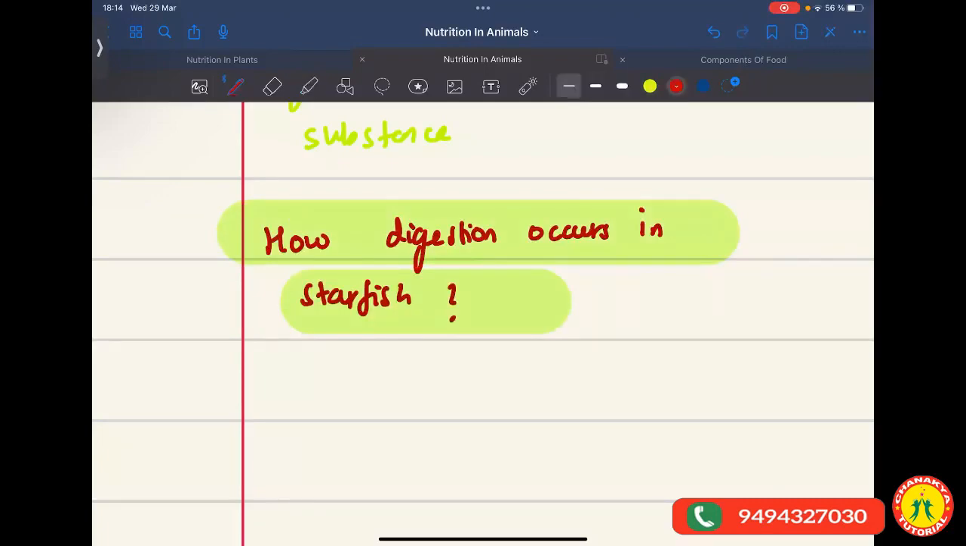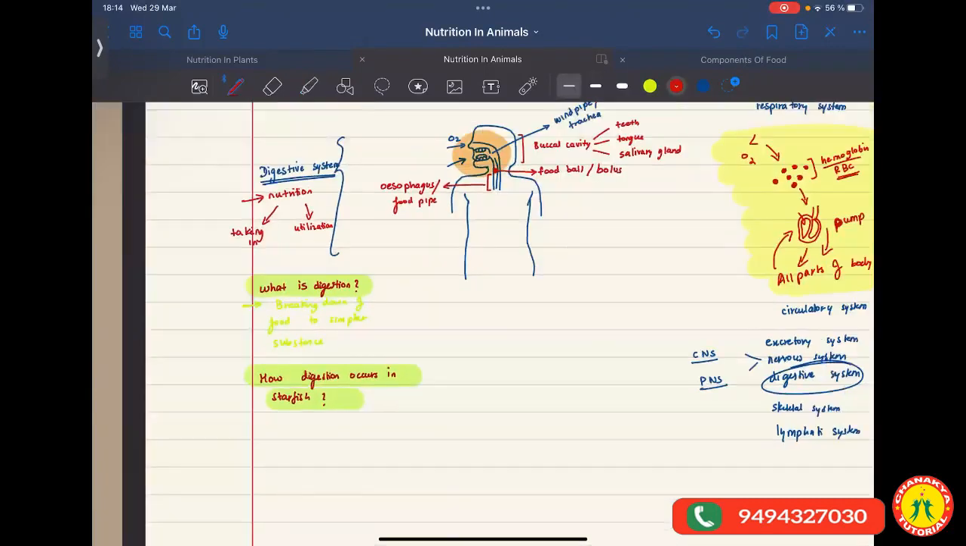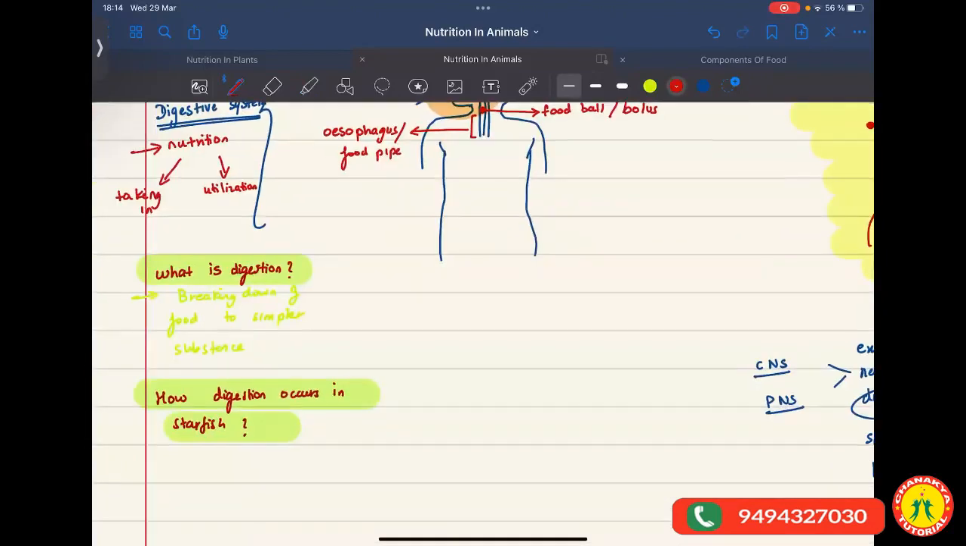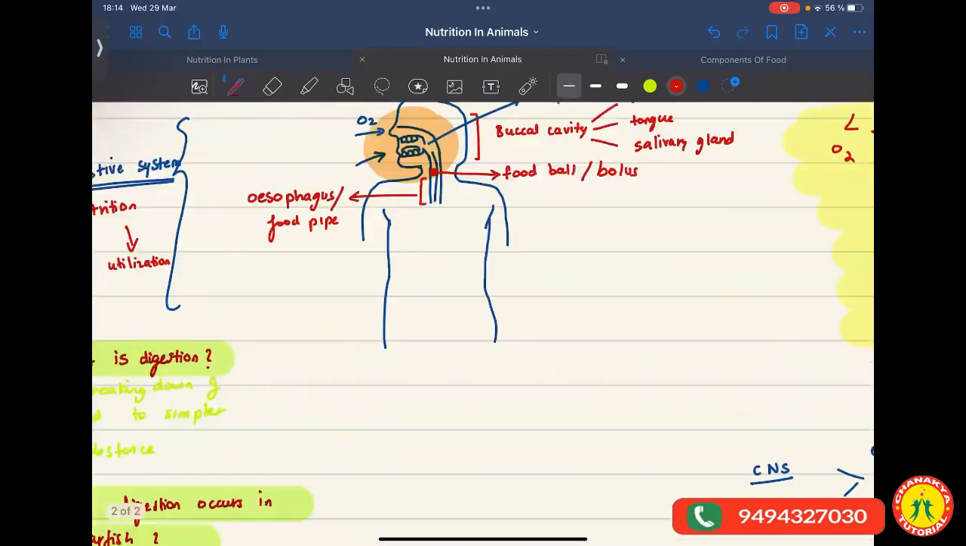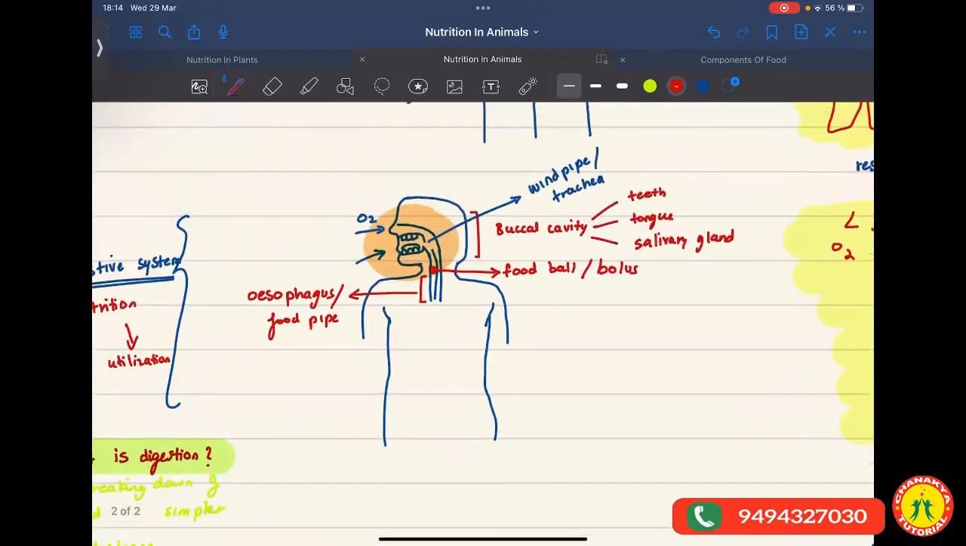Okay, so is the starfish herbivore, carnivore, or omnivore? Carnivore. Okay, it's clearly given in the video that it's carnivore. So back to the lesson. Now we're going to see digestion in human beings. Now we're coming to the main topic.